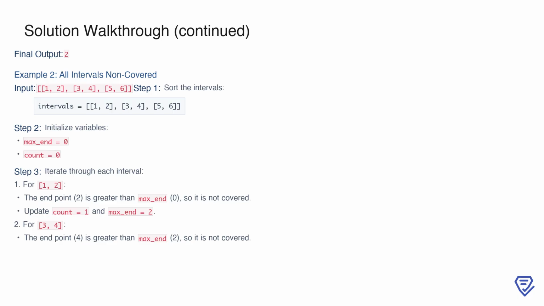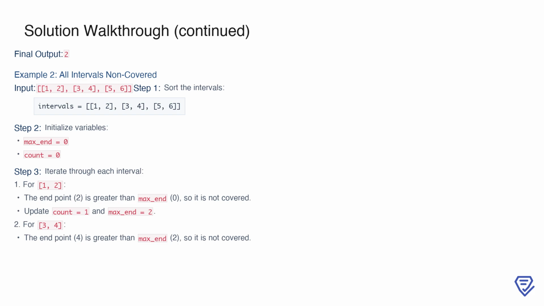Now let's consider a second example where all intervals are non-covered. The input is [1, 2], [3, 4], [5, 6]. Again, we start by sorting the intervals. Since they are already sorted by start points in ascending order, no changes are needed, and the sorted intervals remain [1, 2], [3, 4], [5, 6]. We initialize max_end to 0 and count to 0 as before.